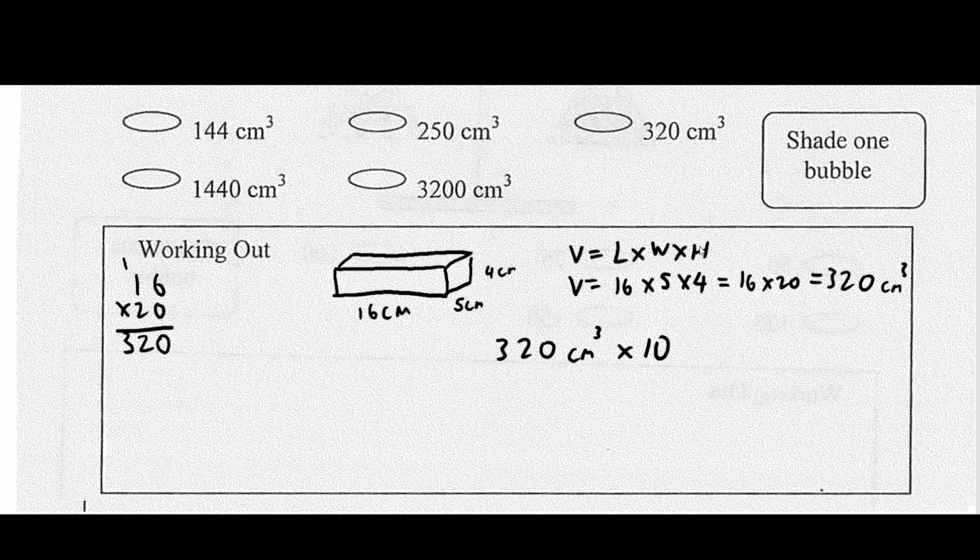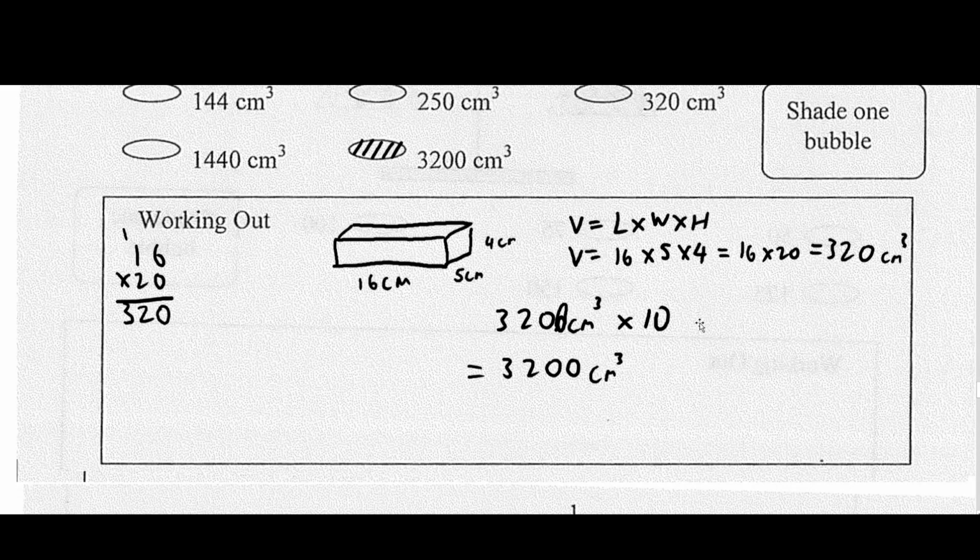We're timesing it by 10. So that's going to be, it's going to be that big. So this answer here. There we go. So just something to note, when you multiply a number by 10 and the decimal point's there, all that happens is it jumps one spot and there's nothing to jump over, so you put in a 0. So it becomes 3,200 cubic centimeters.